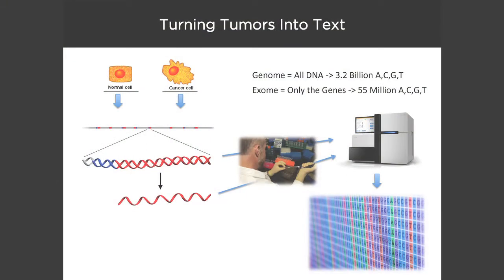So how do we turn this into text? Well, I told you we do a normal versus tumor comparison. So we actually sequence both. We're looking for differences between a person's normal genome and their tumor genome. We're not interested in the things that just make a person unique as a person. We're interested in the things that make their tumor unique as a tumor.